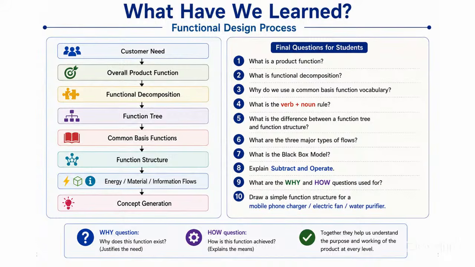Then we also saw what is a black box model, and we discussed what is a subtract and operate method. That is SOP means you will consider one component, a fundamental component or low level component, then we'll remove that component, subtract it, and see what are the functions that are getting lost. If we do that, we can understand the function of each and every component. Then we also discussed why and how questions used so far. So I think now you will be able to take up the assignment, the subjective assignment also.